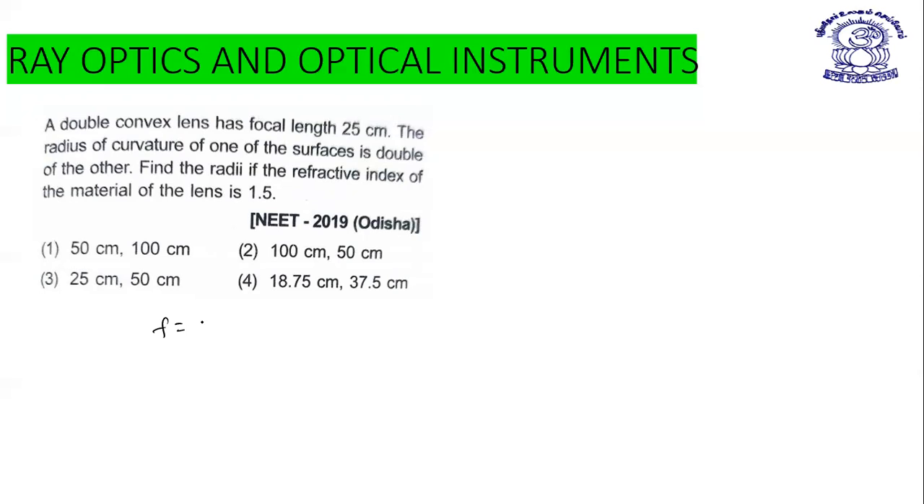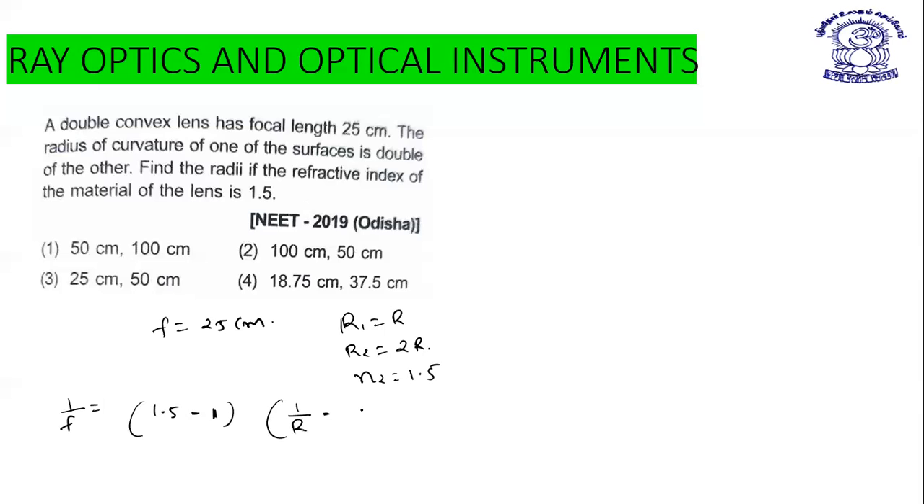The focal length is given 25 centimeter. It is given that radius of curvature of one of the surfaces is double than the other. Let's say R1 is equals to R, then R2 will be equal to 2R. Refractive index is given 1.5. We want to find the radii. We can use again lens maker's formula. 1 by f is equals to 1.5 minus 1 into 1 upon R minus of 1 upon 2R.